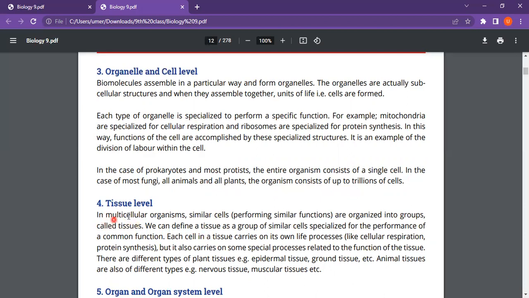Tissue level. In multicellular organisms, similar cells performing similar functions are organized into groups called tissues. We can define a tissue as a group of similar cells specialized for the performance of a common function. Each cell in a tissue carries on its own life processes like cellular respiration and protein synthesis, but it also carries on some special processes related to the function of the tissue. There are different types of plant tissue, epidermal tissue, ground tissue, etc. Animal tissues are also of different types: nervous tissue, muscular tissue, etc.